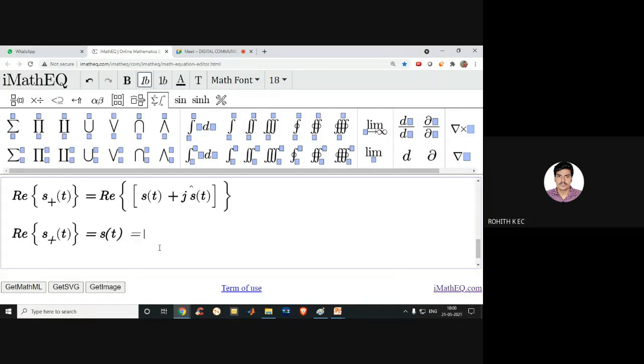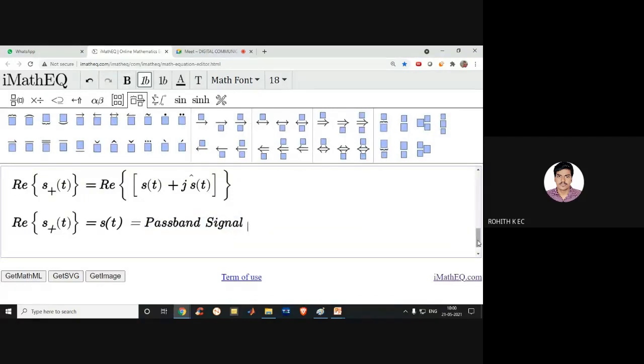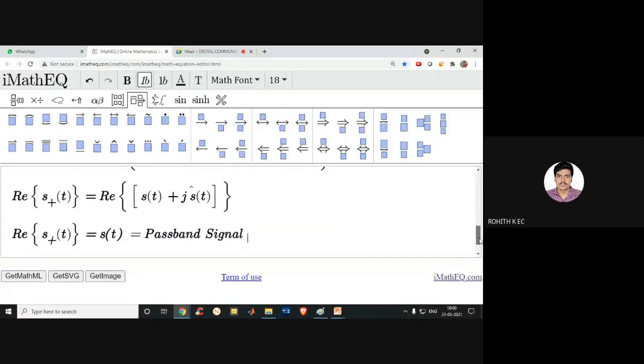What is the label for s of t that we have given? It is nothing but your passband signal, right? Now this passband signal s of t is also equal to the real part of s plus of t, or in other words, the real part of your pre-envelope will give us the original passband signal. This is why we are considering the real part of the pre-envelope, because it will yield the original passband signal.